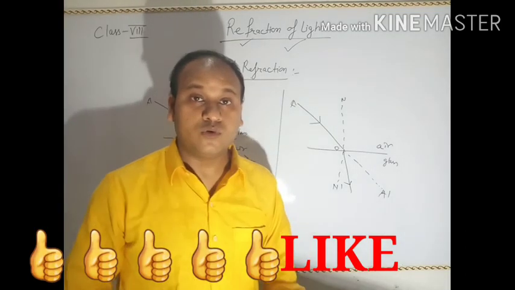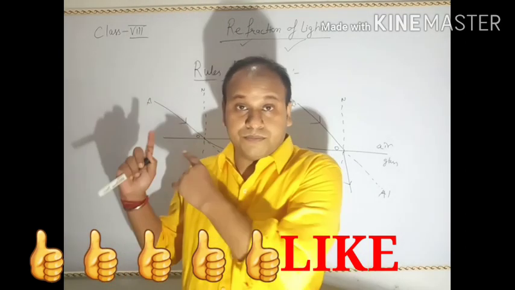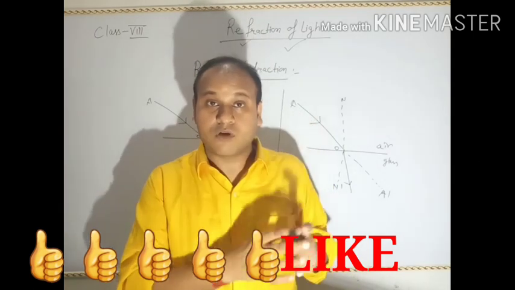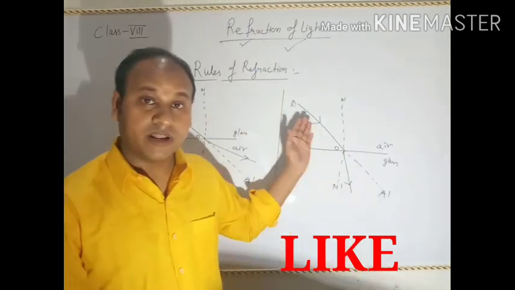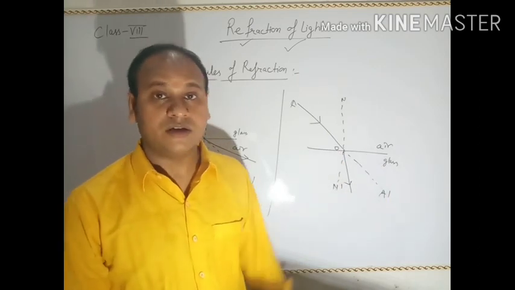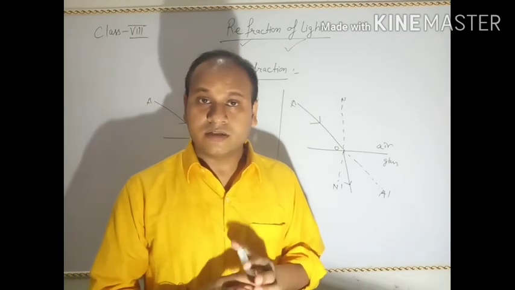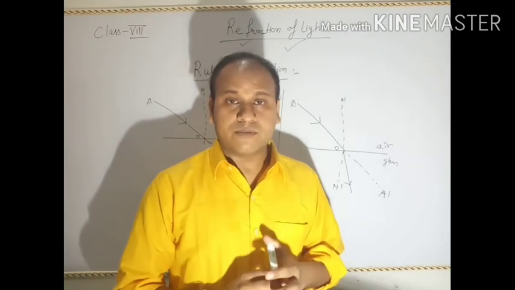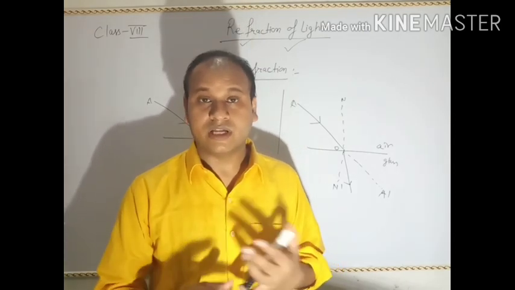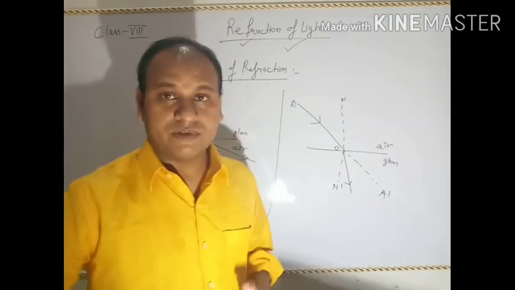So now we have two rules of refraction. When a ray of light enters from denser to rarer, then it goes away from normal. When a ray of light enters from rare to denser, then it bends towards the normal. So these are the two rules of refraction. Clear? Now let us see some examples of how this bending of light is associated with our daily life experiences. So let us see with some examples.